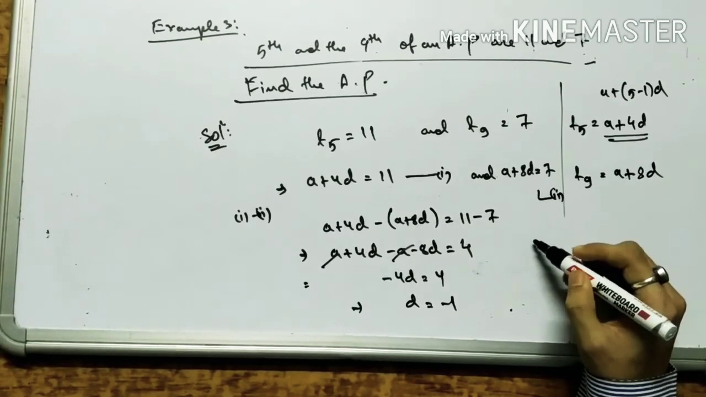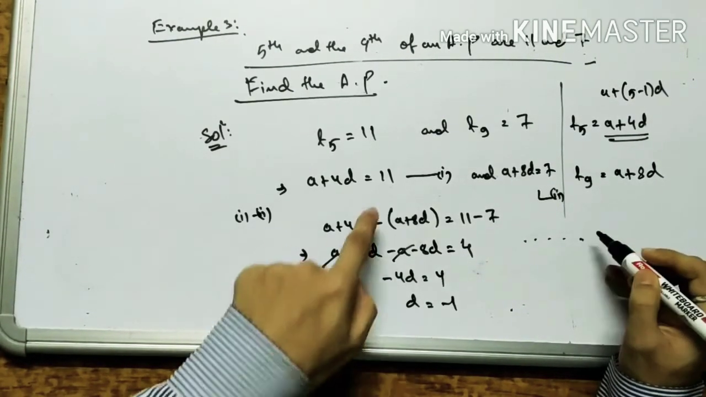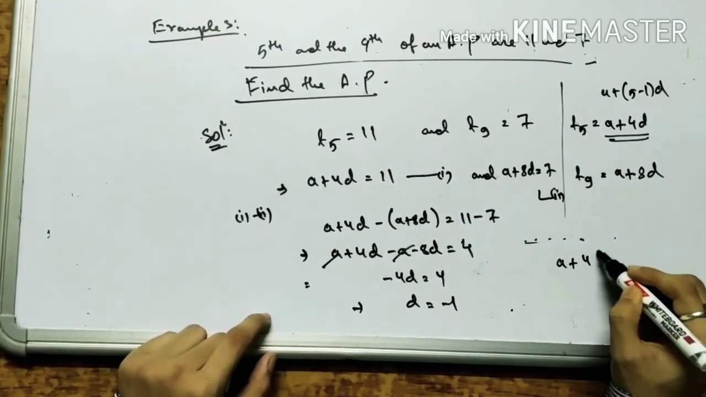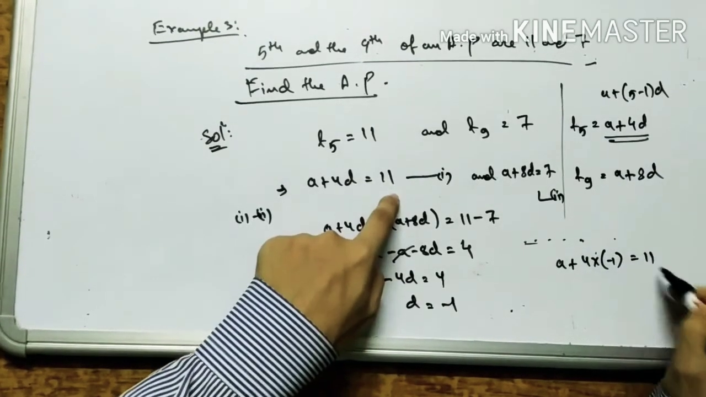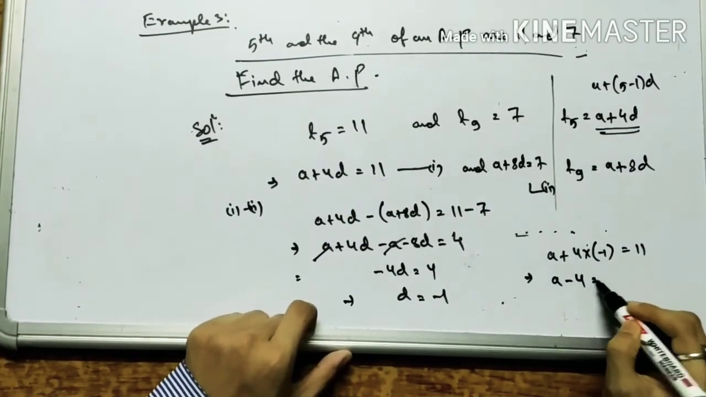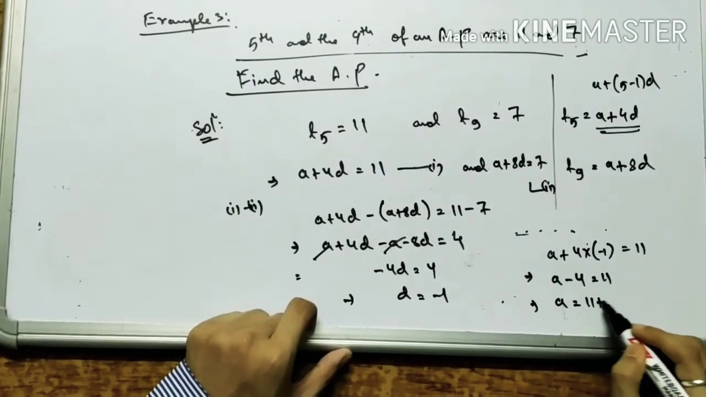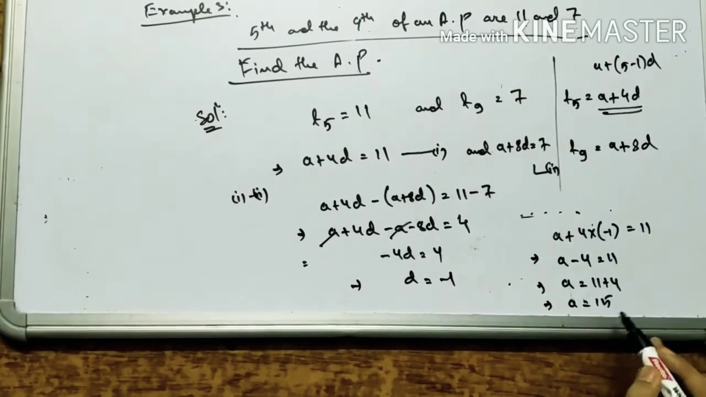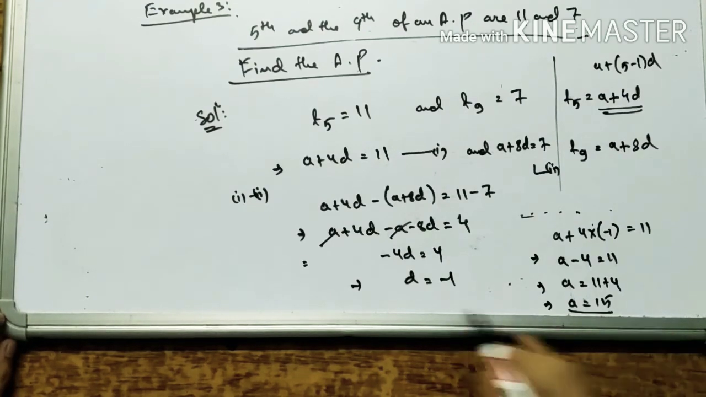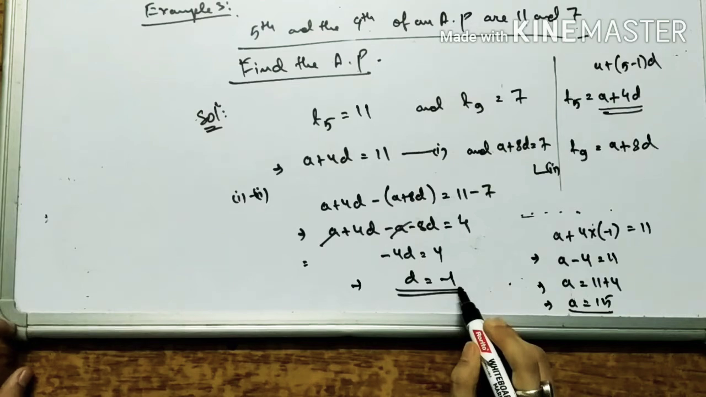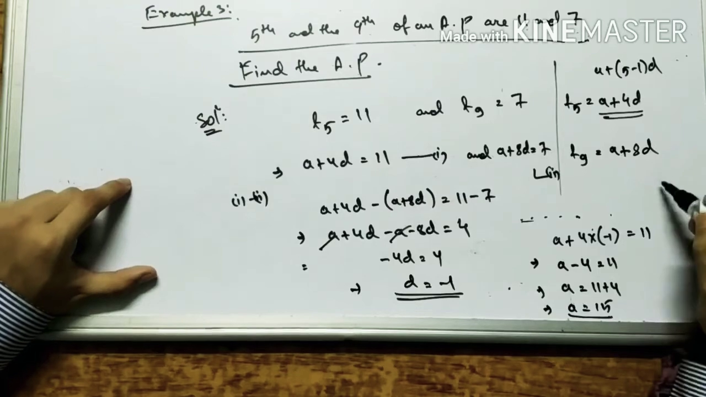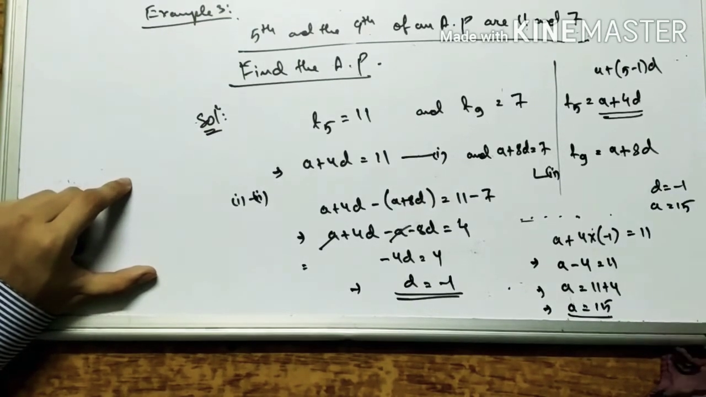Okay. Putting the value of d in equation 1, we get a plus 4 into minus 1 is equal to 11. So a minus 4 is equal to 11, a is equal to 11 plus 4, so a is equal to 15. Remember, a is the first term of the AP. The first term of the AP I got is 15, and the common difference is minus 1. So now I will be able to find the arithmetic progression.